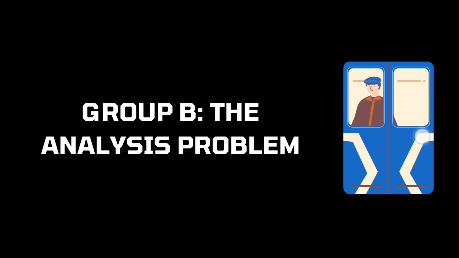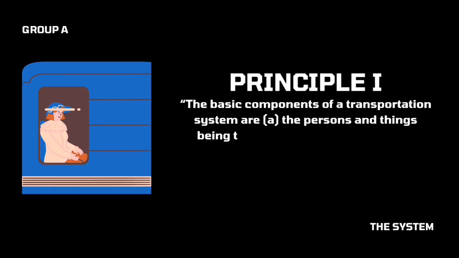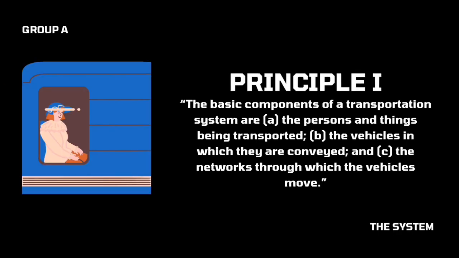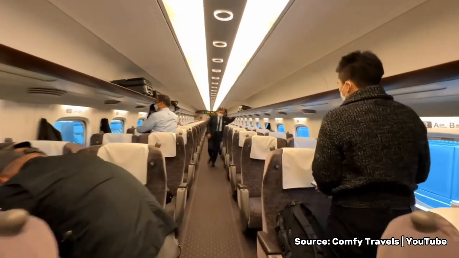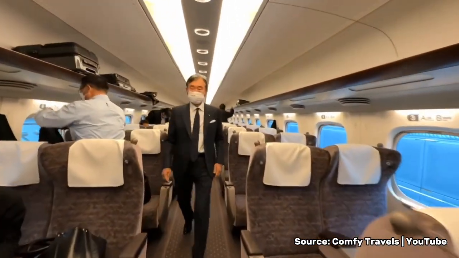Without further ado, let us start with Principle 1, which says the basic components of a transportation system are the persons and things being transported, the vehicles in which they are conveyed, and the networks through which the vehicles move. Mannheim said the purpose of this principle is to establish what we mean by a transportation system.